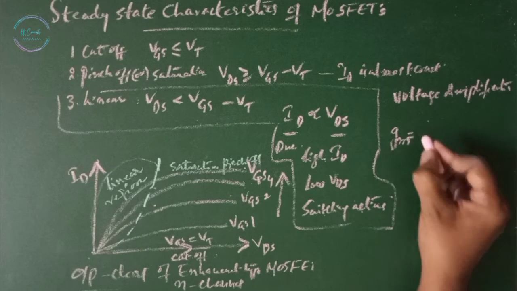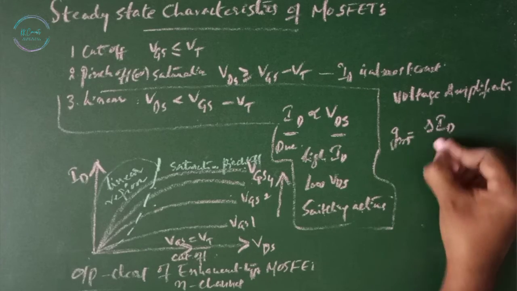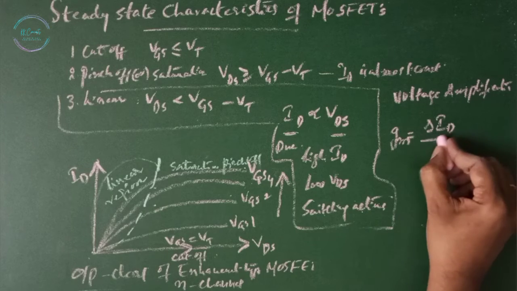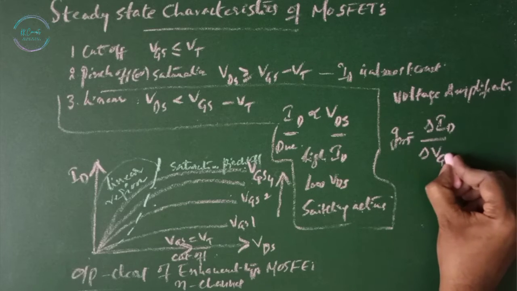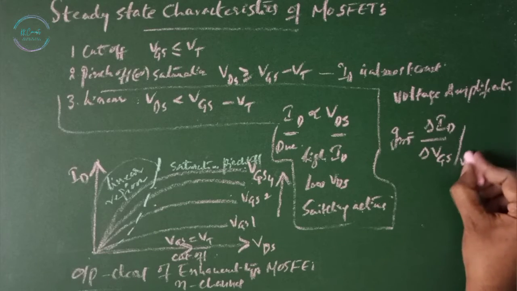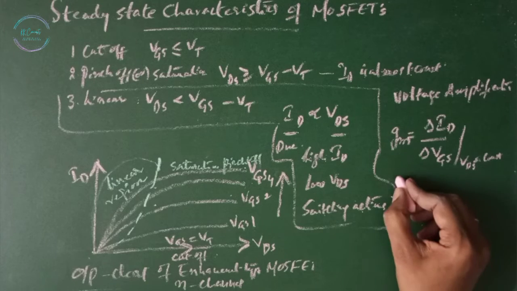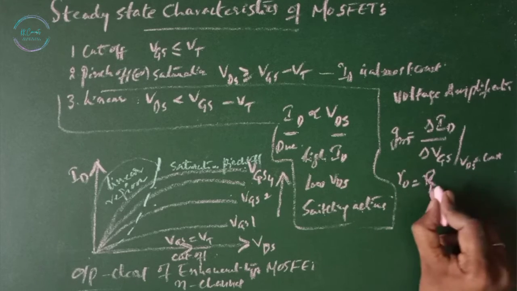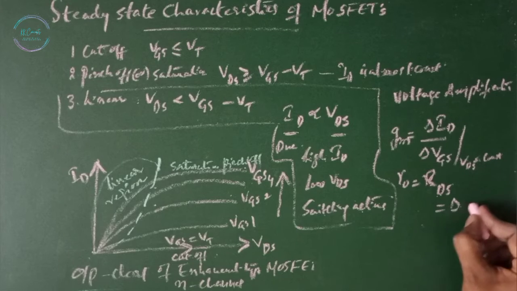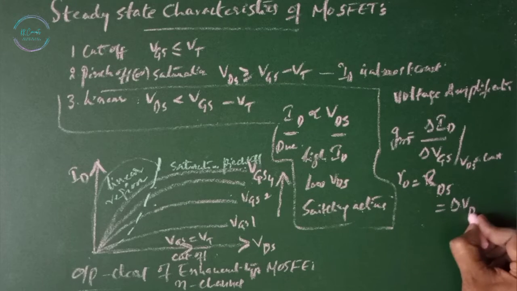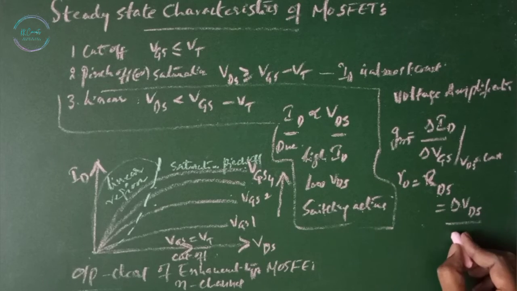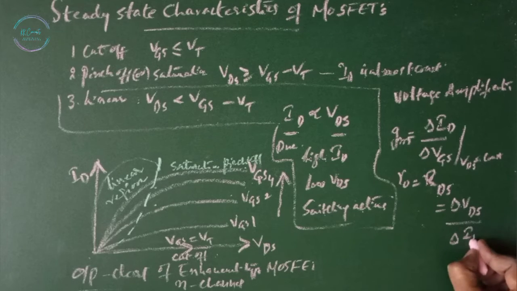Transconductance gm is equal to the change in output current divided by the change in input voltage, that is VGS, where VDS is constant. Output resistance r0 or rDS is given by the change in output voltage VDS divided by the change in output current ΔID.